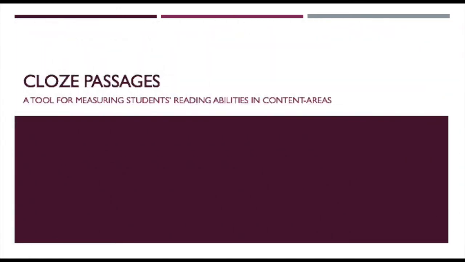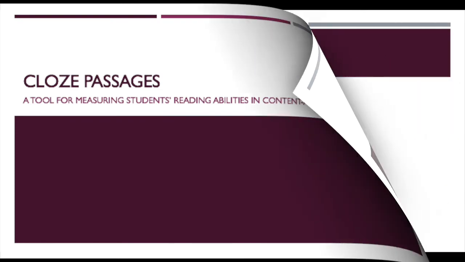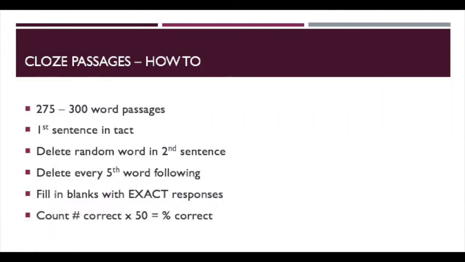Now that I can measure the readability level of the book that I'm using, it's important to measure the readability level of my students. So the tool or strategy that I like to use is cloze passages. When using this strategy, teachers should select a passage of about 275 to 300 words, and then I will show an example of this in just a moment, but we'll just go through the steps first.